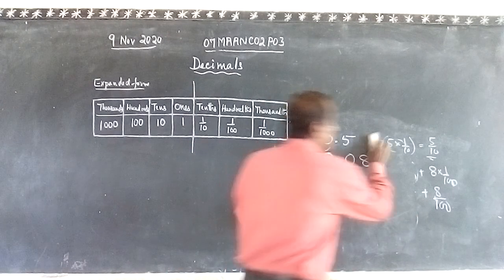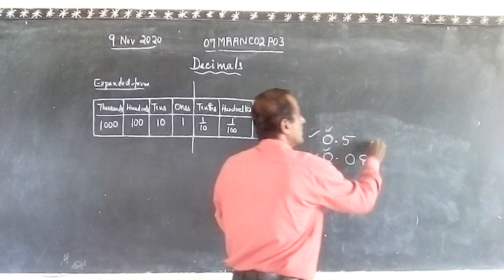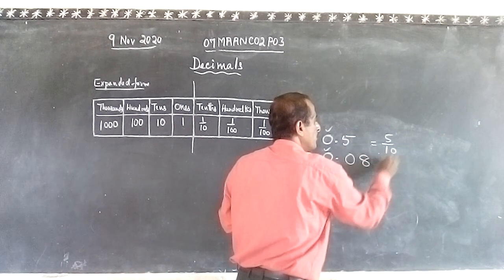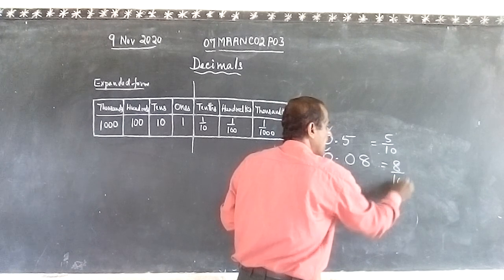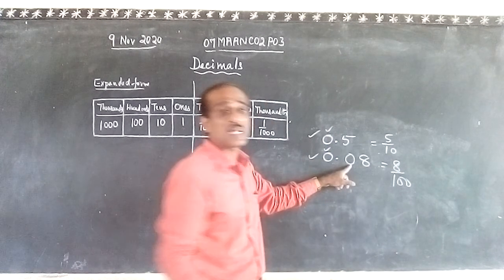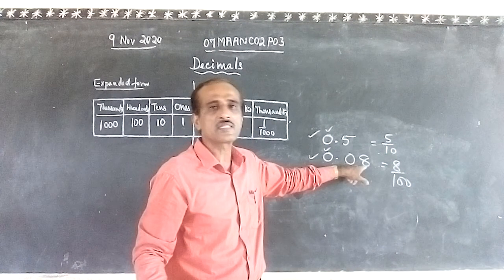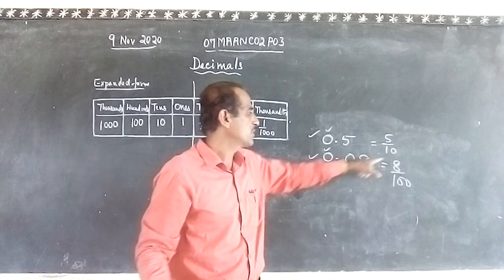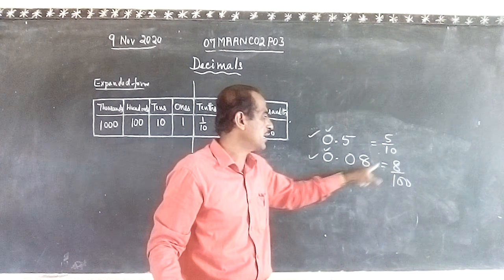What is the meaning here? 5 by 10. What is the meaning here? 8 by 100. Nothing is there in the 10th place. It is in the 100th place. 8 is in the 100th place. Therefore, the answer is 8 by 100.